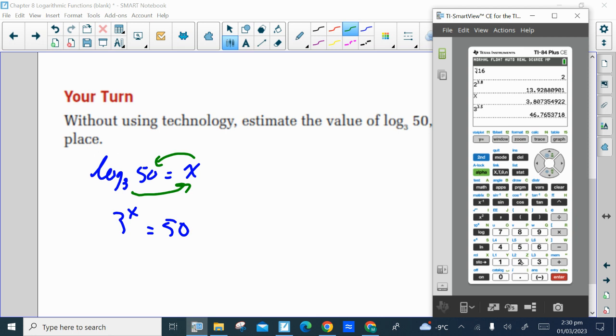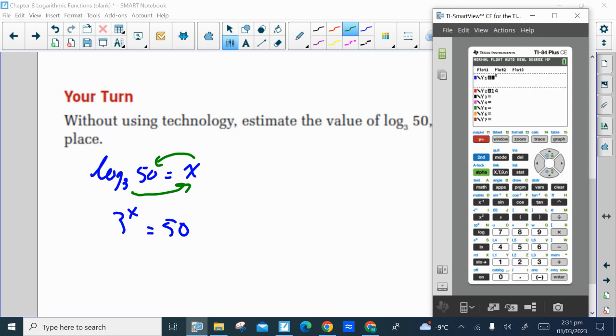Okay, so we know that we're a little bit low. Maybe we try 3 to the power 3.6. That's maybe a little bit closer. Maybe 3 to the power 3.55. Closer. Yeah. And you can do that guess and check.